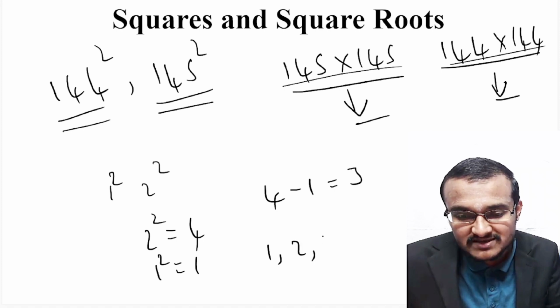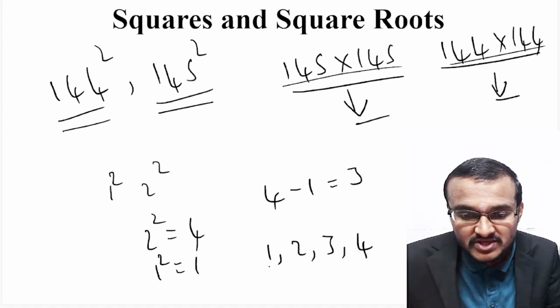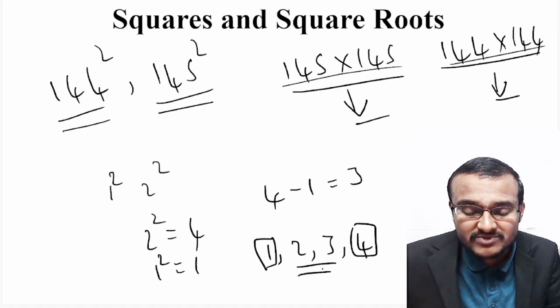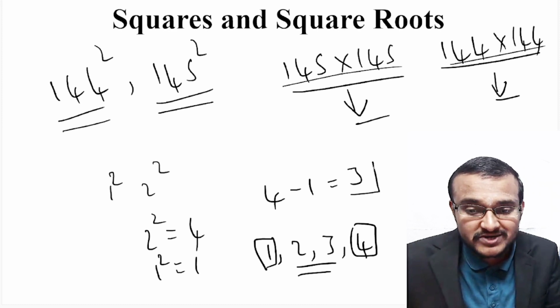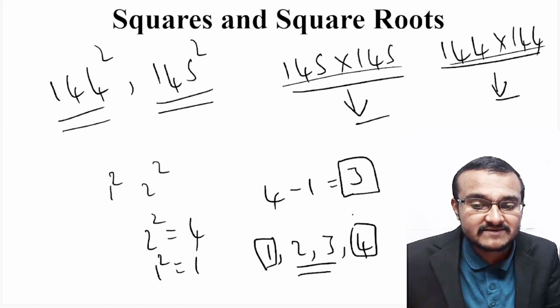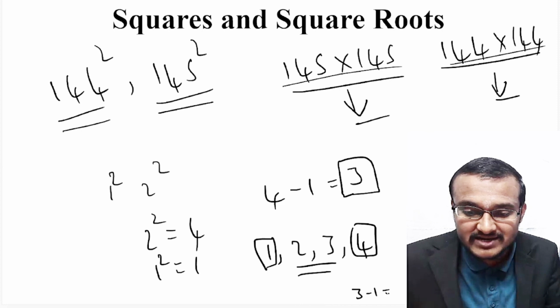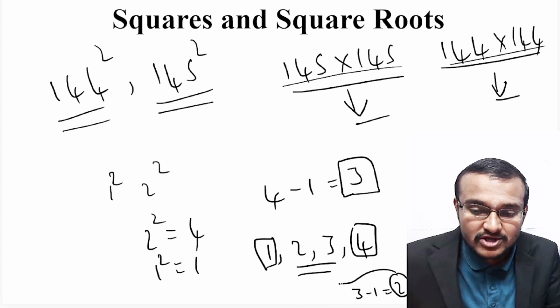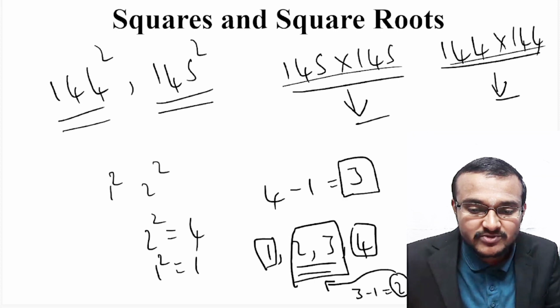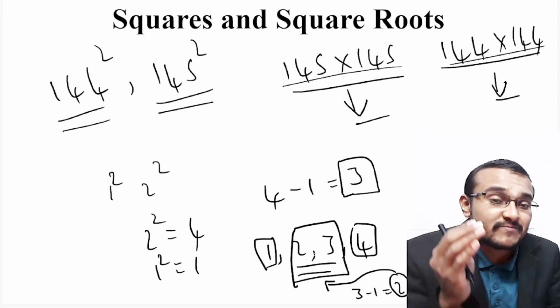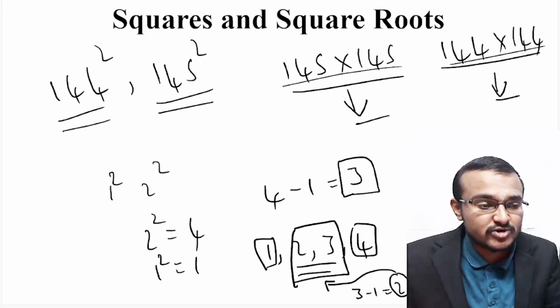But when you write the numbers like this, 1, 2, 3, 4, 1 is a perfect square, 4 is a perfect square. There are only two numbers in between these two perfect squares. So you should subtract one number from this 3. When you do 3 minus 1, you will get 2. So now you can easily see two numbers are there between these two perfect squares. So subtracting 1 is very important.